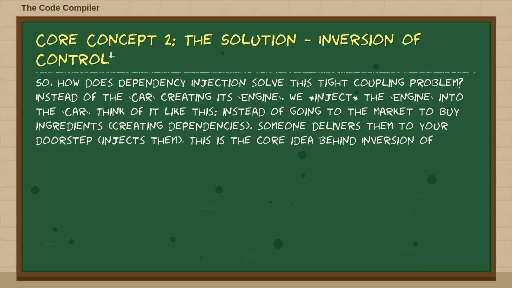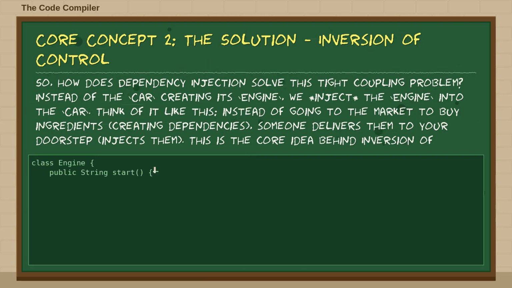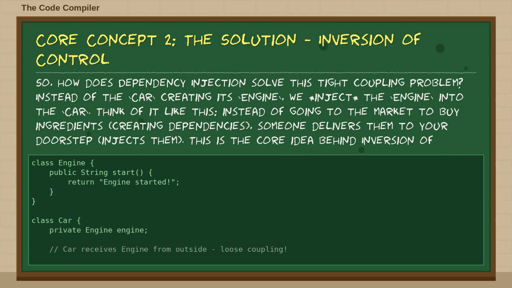With dependency injection, the car class simply declares that it needs an engine, and an external entity, like the Spring framework, provides that engine to it. This makes the car class independent of how the engine is created.